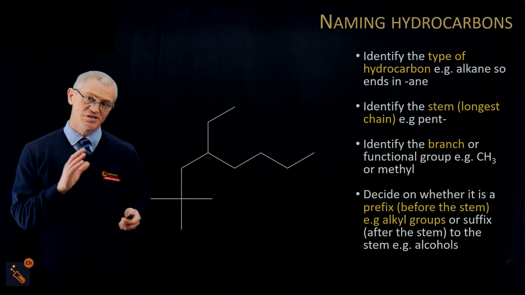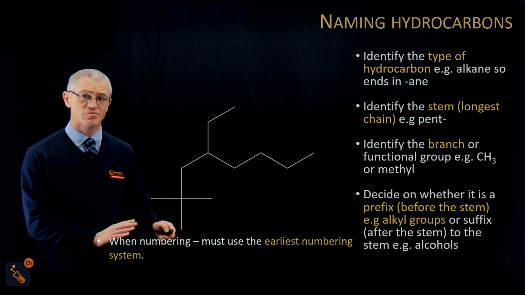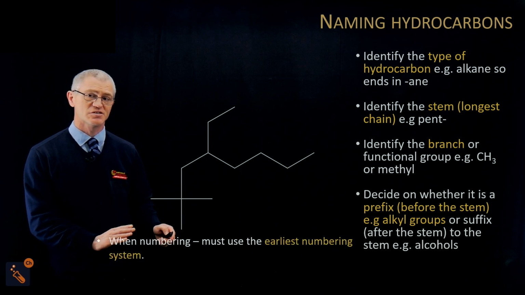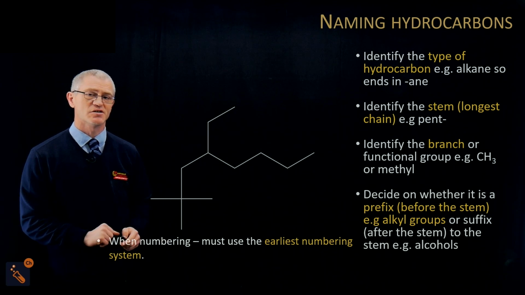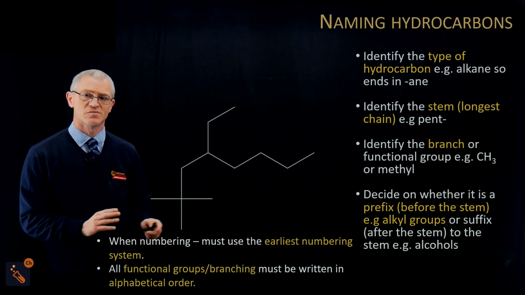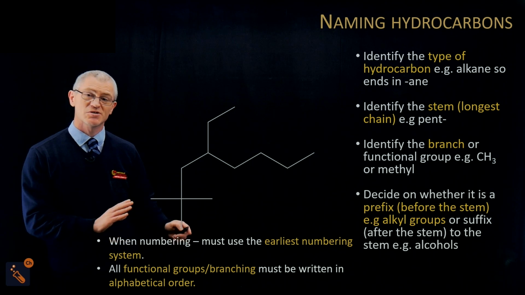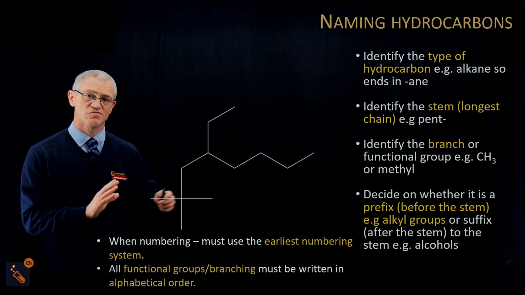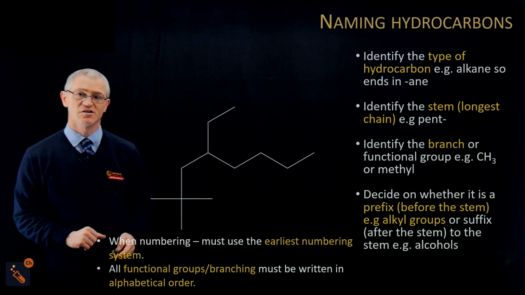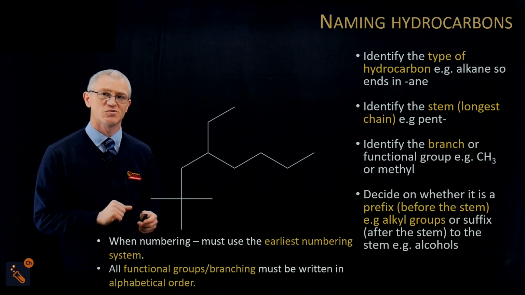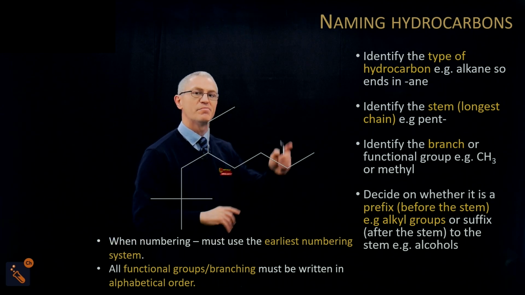So there's two rules that we need to really look at first. When numbering, use the earliest numbering system. I'm going to explain what that means when we look at this molecule. All functional groups or branching must be written in alphabetical order when you write out the name. So again, we'll go through this when we're looking at this molecule. But before we do all that, we'll go back to our rules.